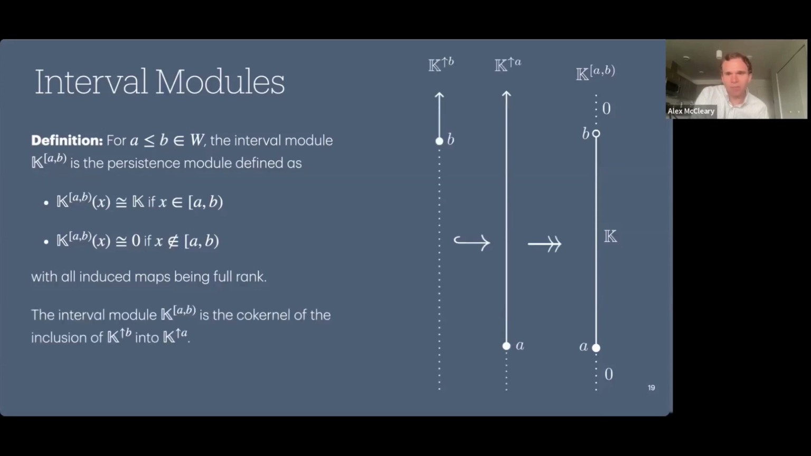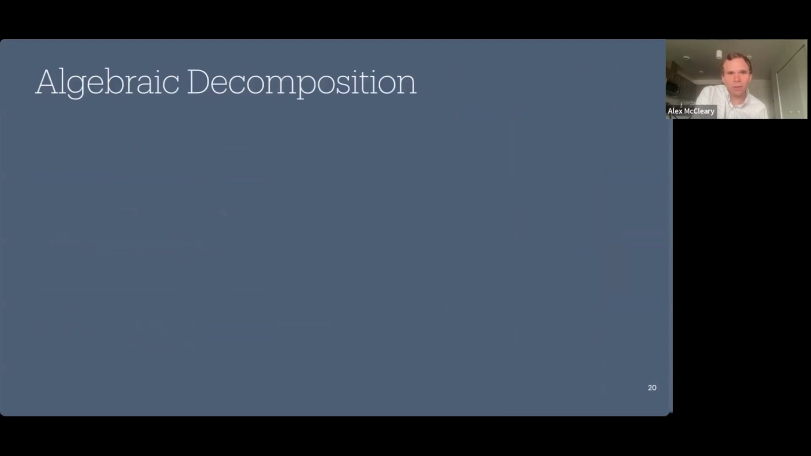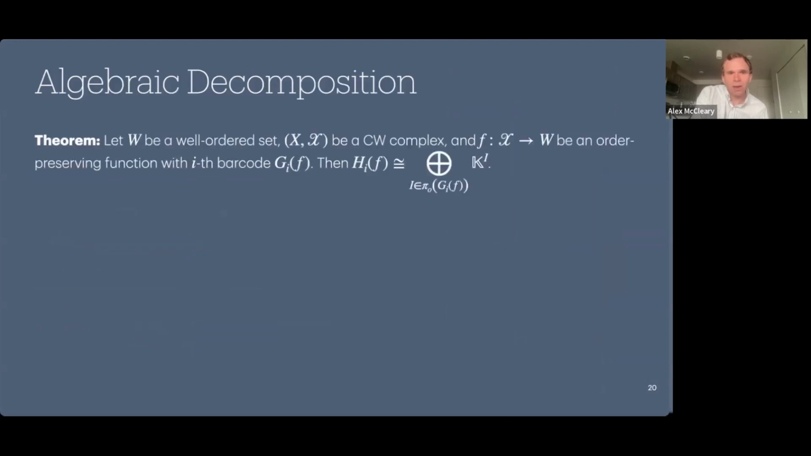And a really nice property of these interval modules is that they are just co-kernels of the inclusion from K to the upset of B into K to the upset of A right here. The co-kernel of this inclusion gives us this interval module right here. And this is one of the key ideas in the proof of algebraic decomposition. So let's get to algebraic decomposition now.